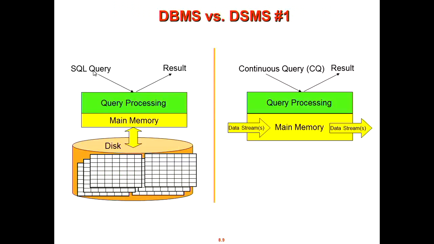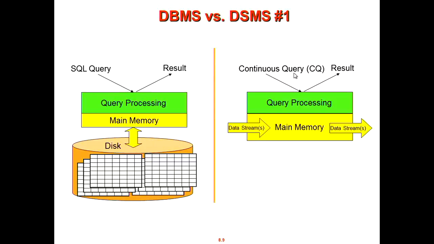In a relational database, you receive the queries and use the SQL language to do query processing, and your main memory is used to cache some data read from disk. On disk, your data is stored as tables, the schemas, and the result is sent to the users.